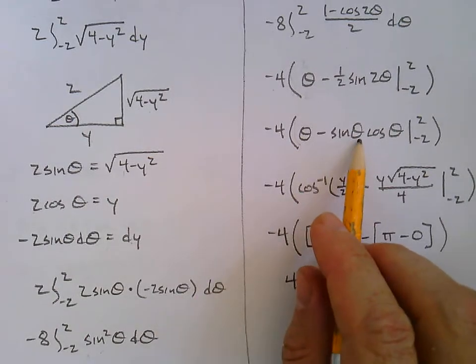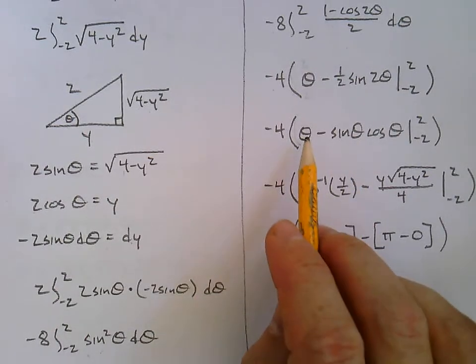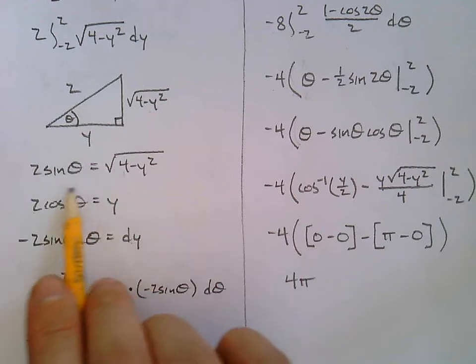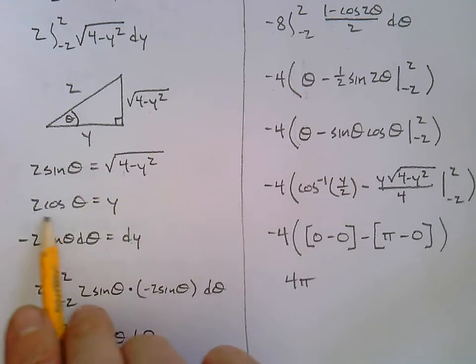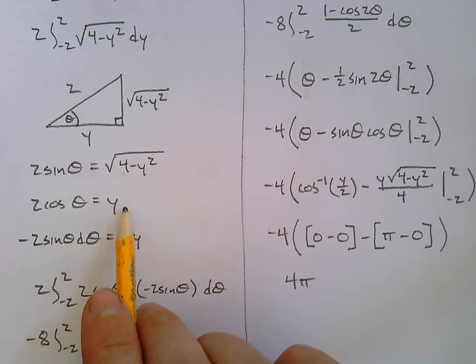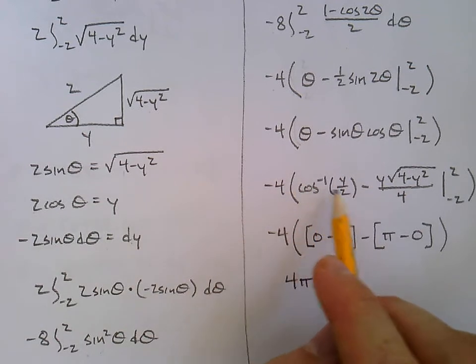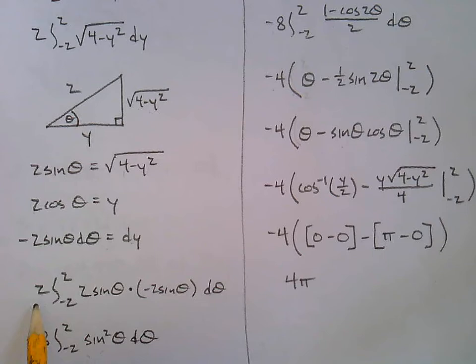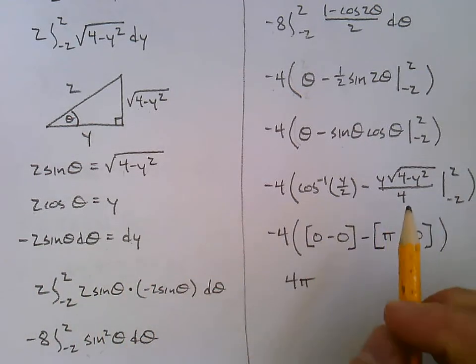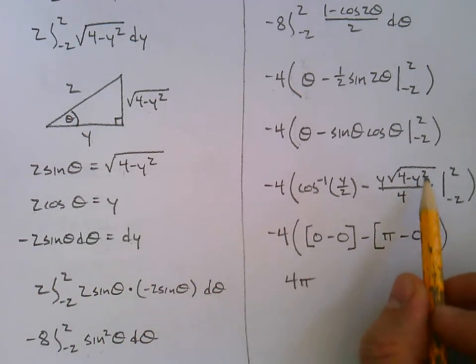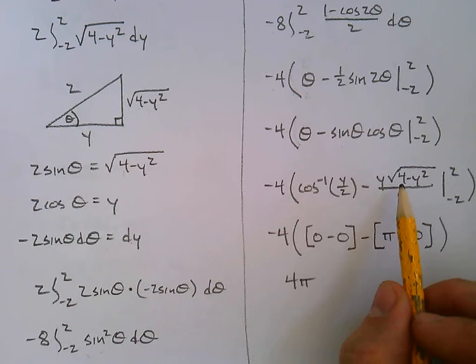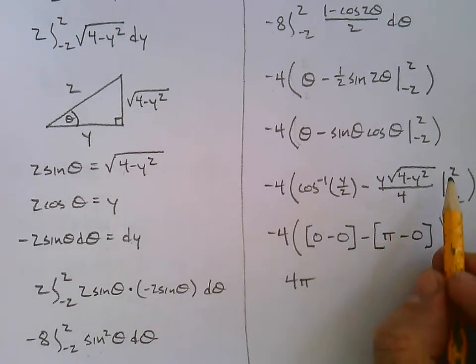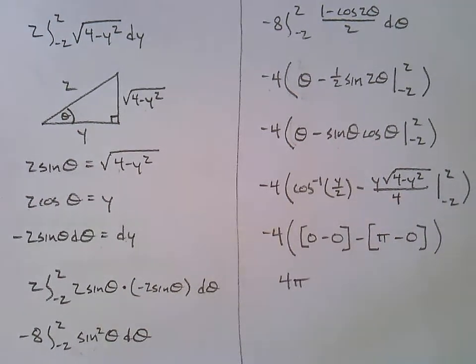And of course, we've got to convert the thetas back to y's. So using 2 cosine theta equals y, dividing by 2, inverse cosine, so that's inverse cosine of y over 2. Sine theta times cos theta, looking back to the triangle, I'll let you do that if you want to. It works out as y times the square root of 4 minus y squared, over 4. And then we're evaluating from -2 to 2.